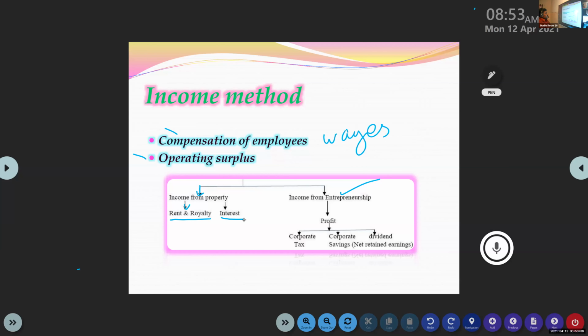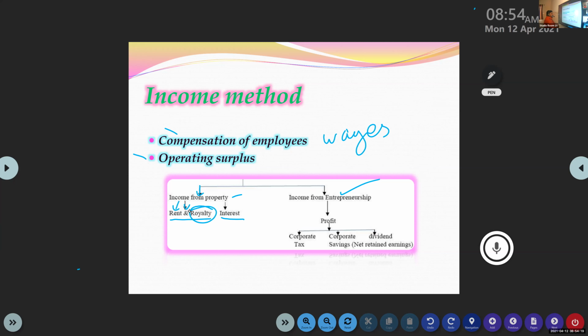Okay, clear or not? Is that idea clear? So in income method, two components are there. One is compensation of the employees, I mean the wages. Next one, operating surplus. Operating surplus means nothing but income from the property. What is that income from the property? Rent only, right? Yes or no? So what are the factors of production and what are the remunerations for these factors of production? Number of times we discussed that. Okay, clear. So income from the property is nothing but rent.